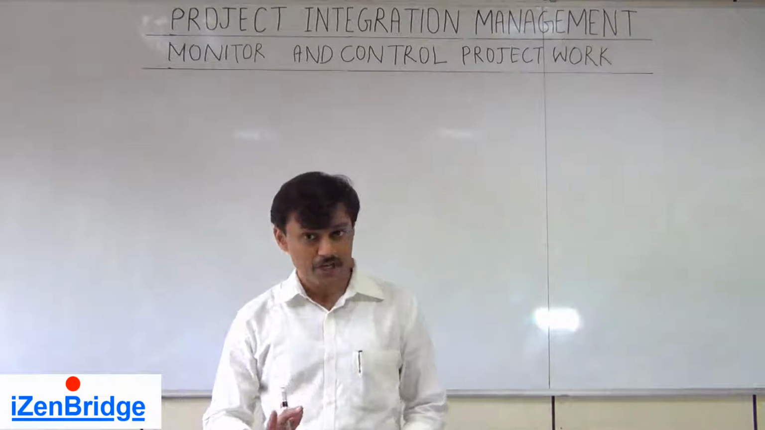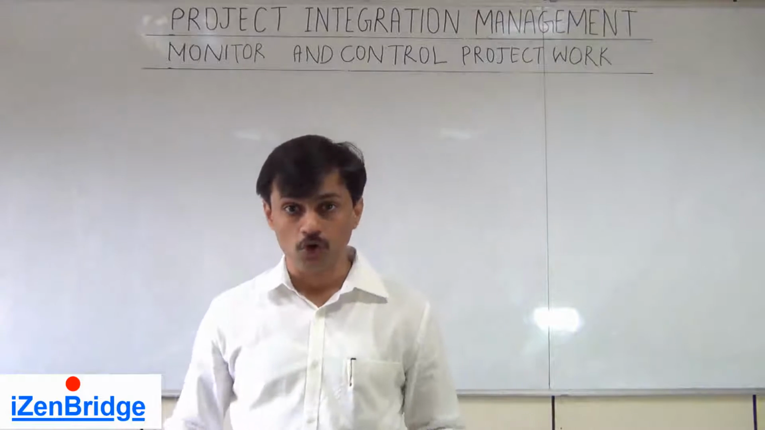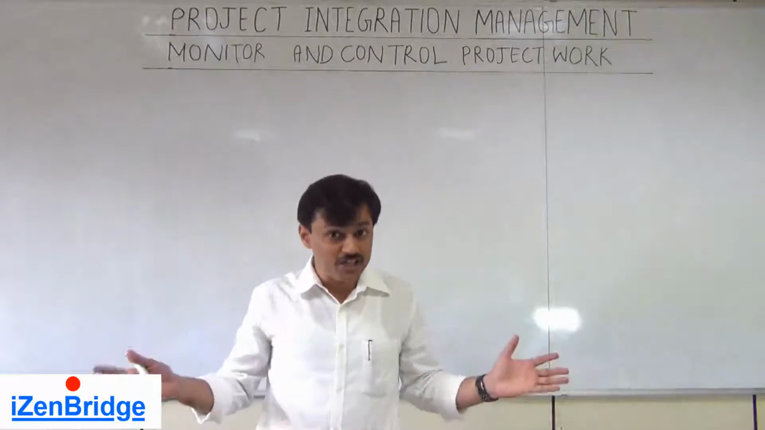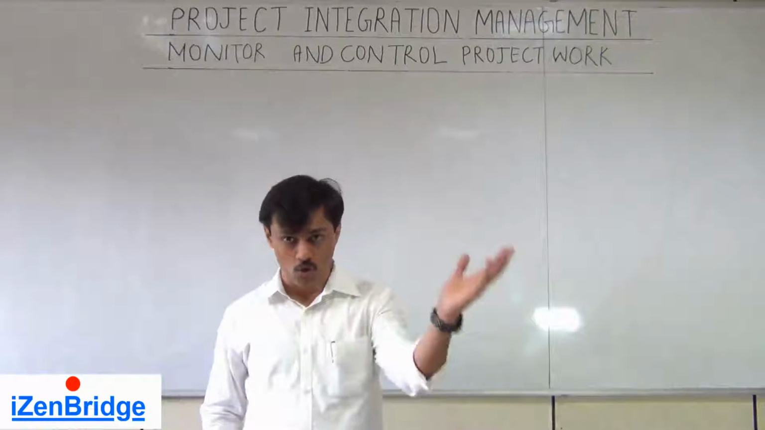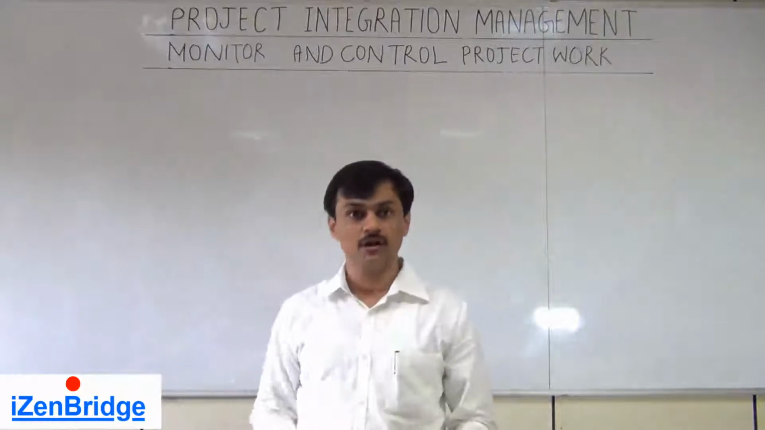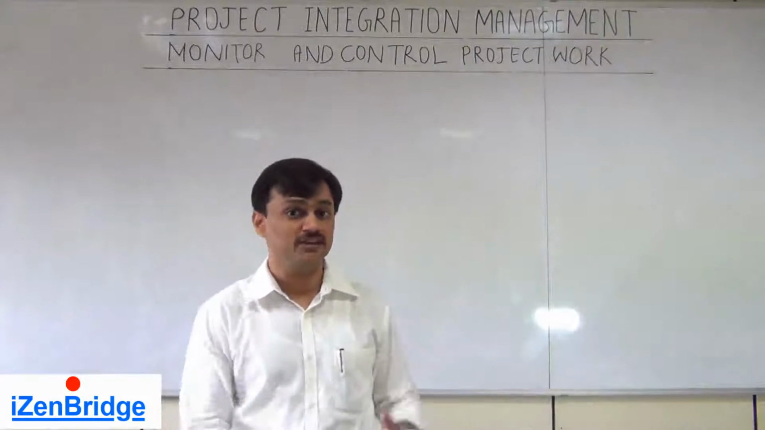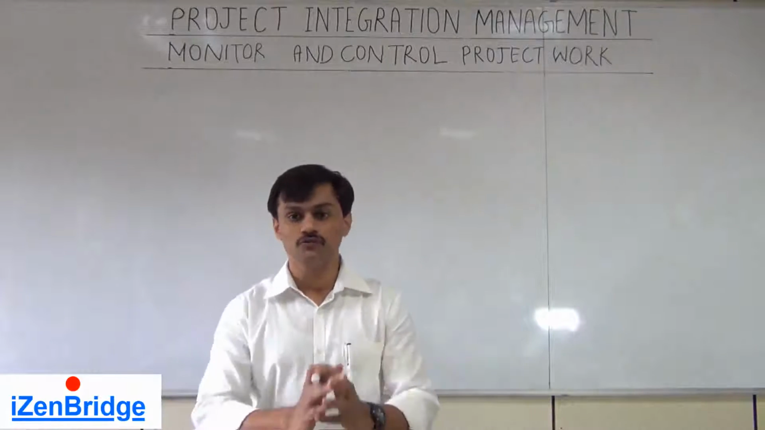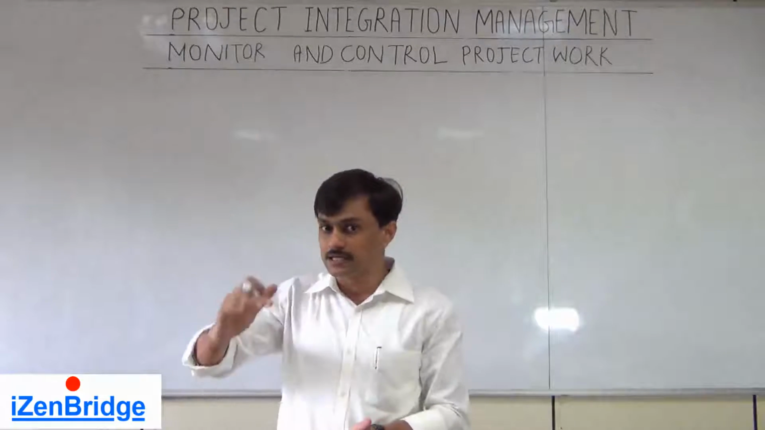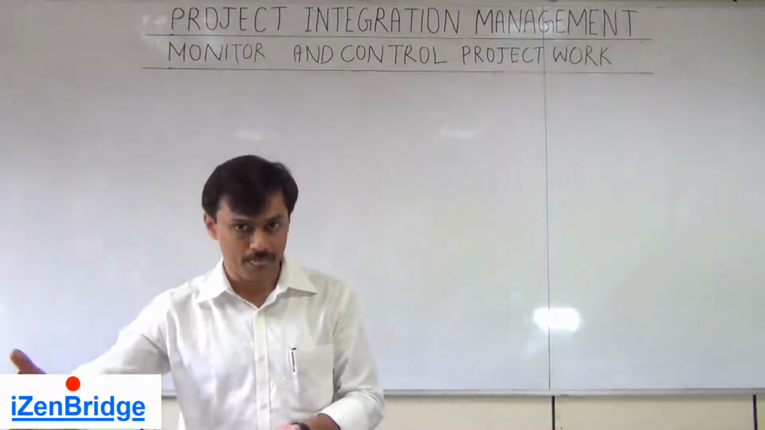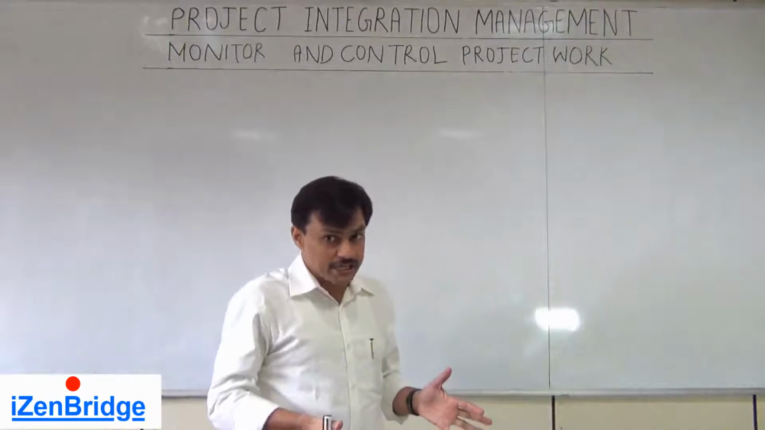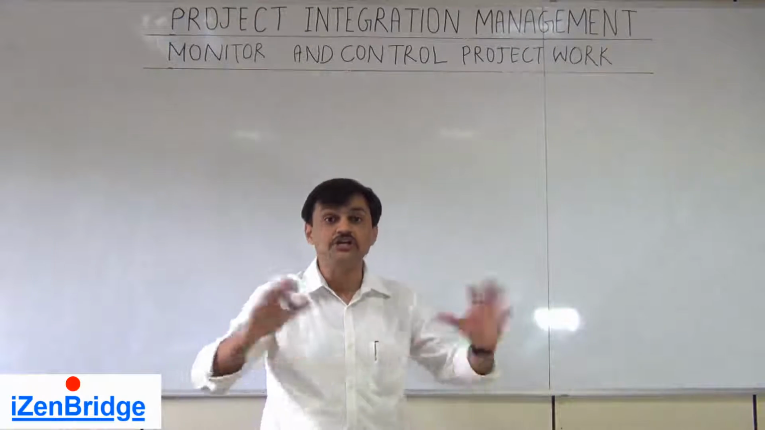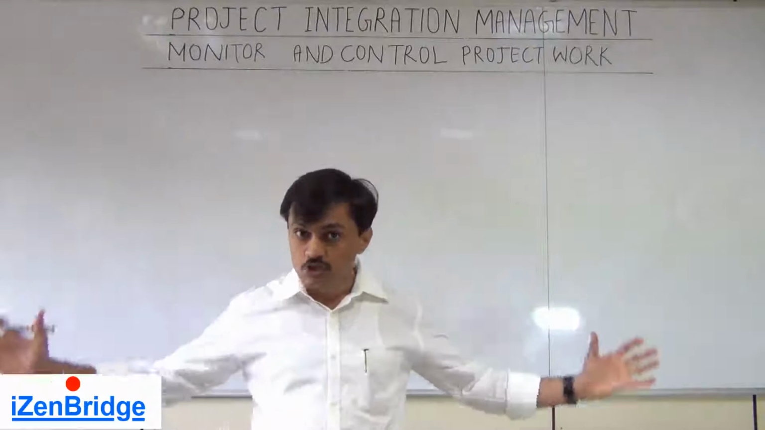Process of integration management, monitor and control project work. Now, you have many knowledge areas like time, cost, scope, risk, quality, and each knowledge area has its own control process. For example, we have control schedule, which tells us about the variance related to schedule and time. Now, this knowledge area, project integration management, is responsible for integrating the output of the rest of the processes.